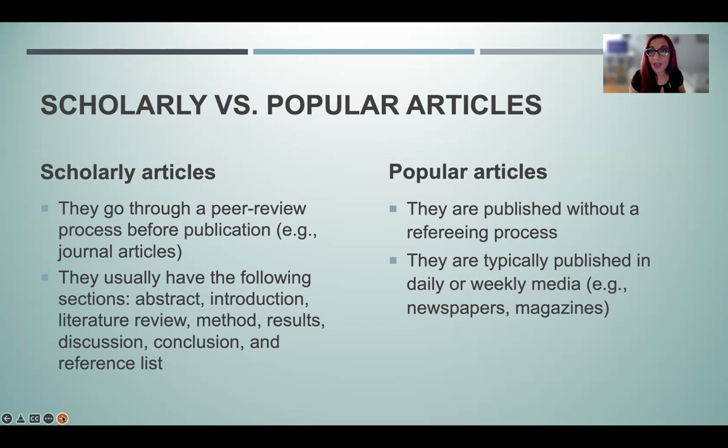So if you see these subheadings in a journal article, then you will actually know that that article represents a scholarly article, not a popular article. Popular articles are published without this peer review process, and they're typically published in daily or weekly magazines. So this could be articles published by the LA Times, for instance.